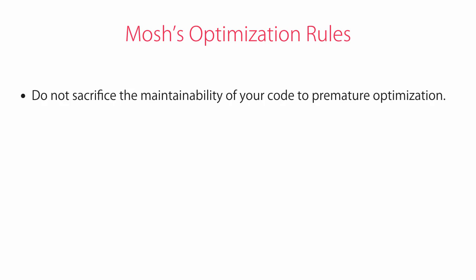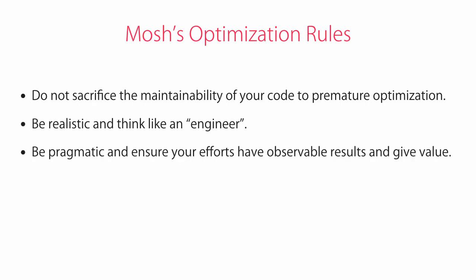First, do not sacrifice the maintainability of your code for premature optimization. Second, be realistic and think like an engineer, not a computer. And third, be pragmatic and ensure that your efforts in performance optimization have observable results and give value to the users and the business. If not, you're wasting your time and your employer's money. Okay, from the next lecture throughout the rest of this section, I'm going to touch on various elements in each of these tiers, starting from the data tier.